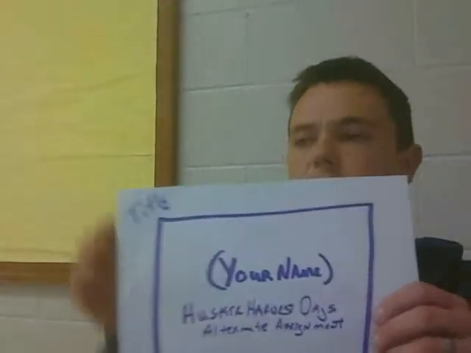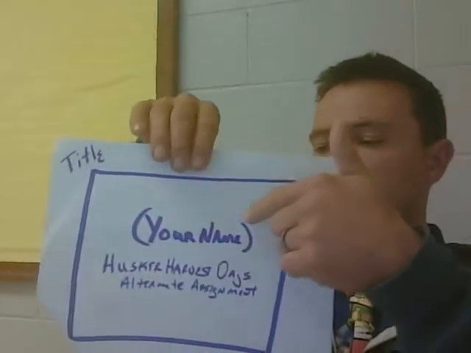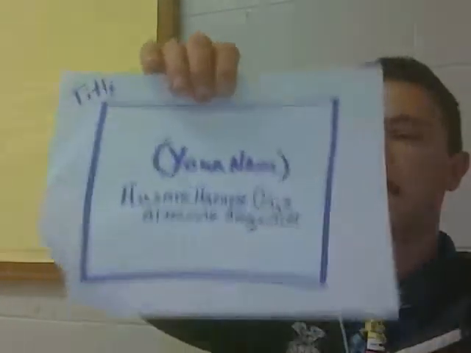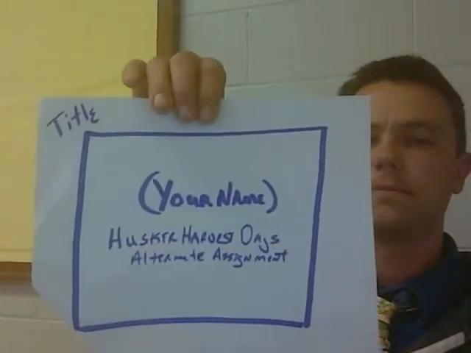And then create slides. You're going to create 6 slides. On the title slide, you will put your name and then underneath it, Husker Harvest Days Alternative Assessment. So this is the title slide. This is slide 1. Remember, you have this on a video, so you can pause me at any time that you want.